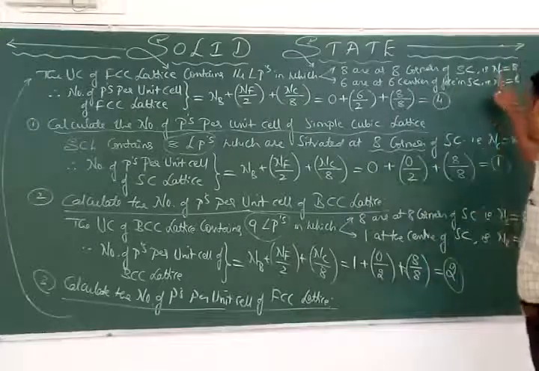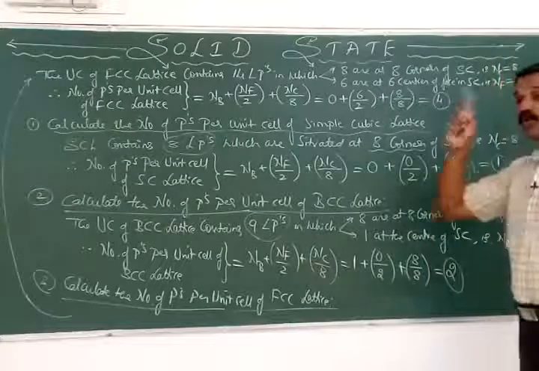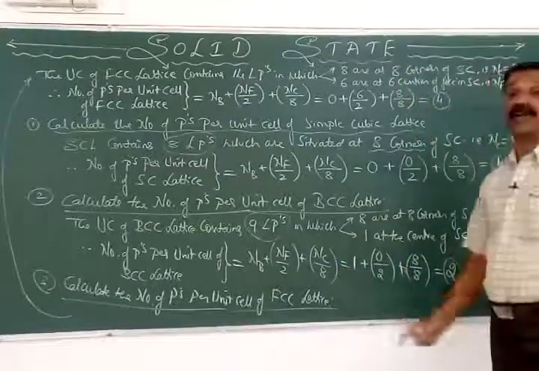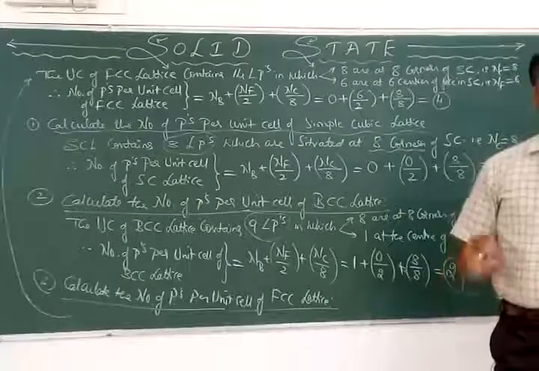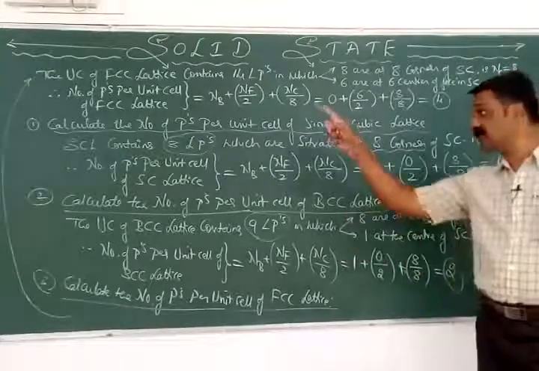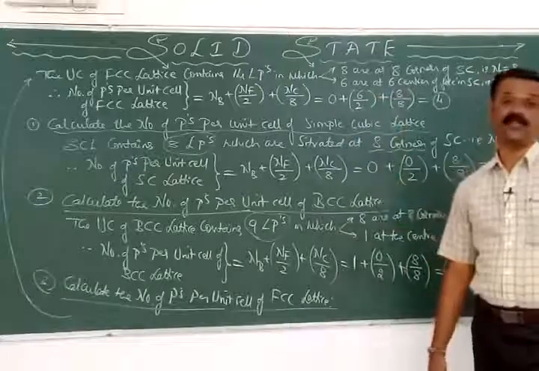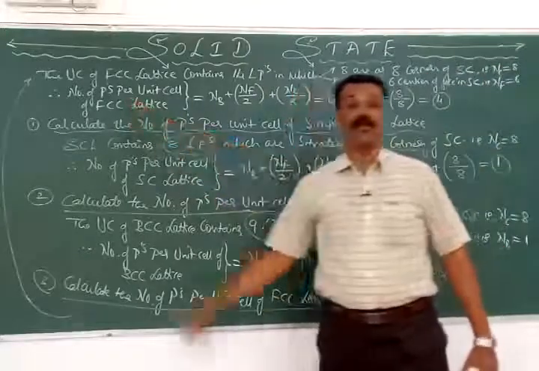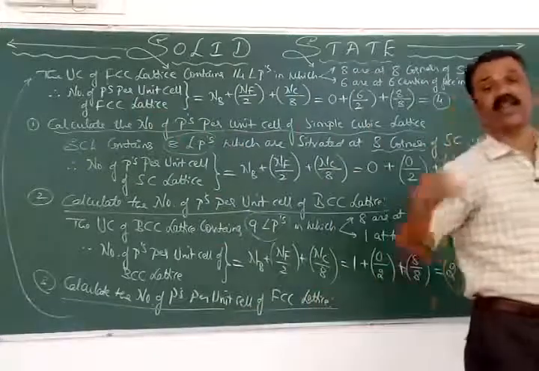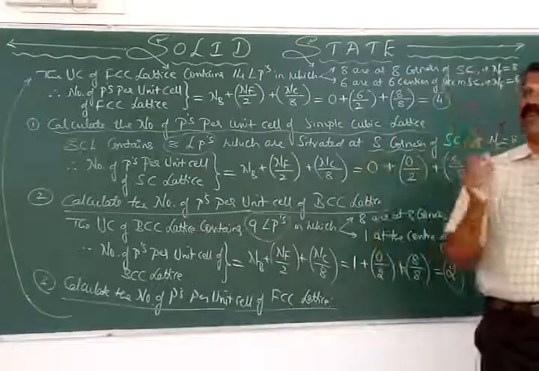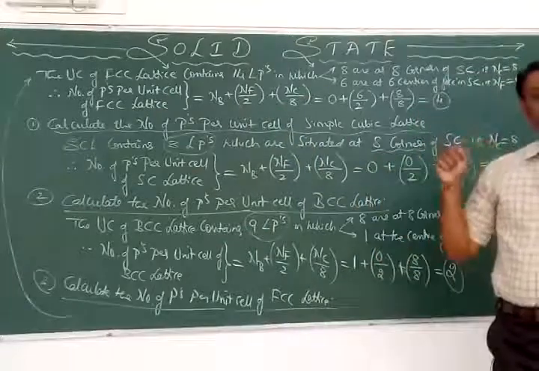What is the value of NF here? NC, the number of corner particles, is equal to 8. And the number of face centered particles is equal to 6. NB is equal to 0 here. Why? Because there is no body centered particle, since it is an example of an FCC lattice. Then apply the formula. The number of particles per unit cell of an FCC lattice is given by the same formula: NB plus NF by 2 plus NC by 8.